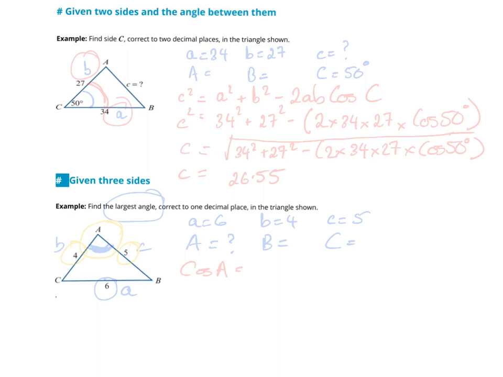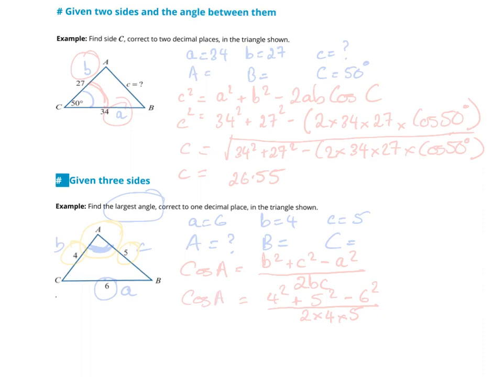What does cos of A equal again? It's equal to B squared plus C squared minus A squared, divided by 2BC. Go back and have a look at your rules. You do not have to remember these by heart. Let's put in our information there. So you get 4 squared plus 5 squared minus 6 squared, all divided by 2 times 4 times 5. Now that's what cos of A is equal to.